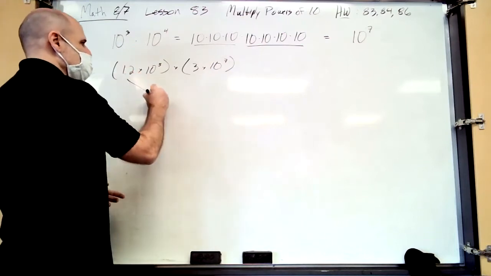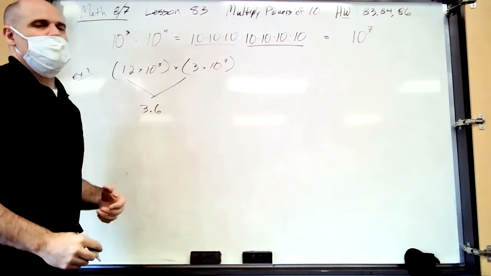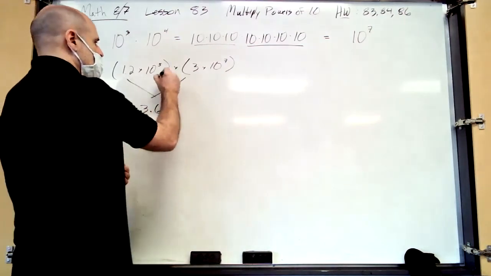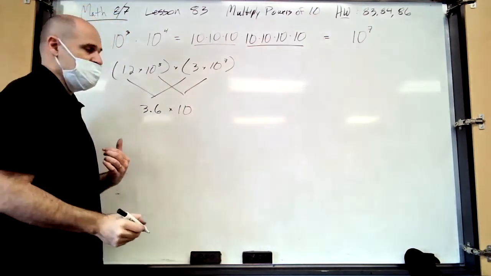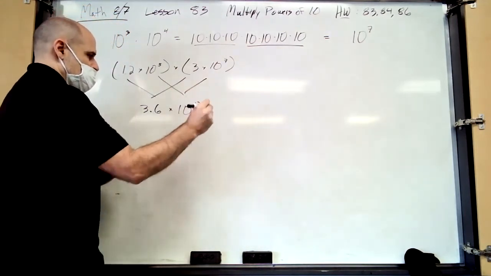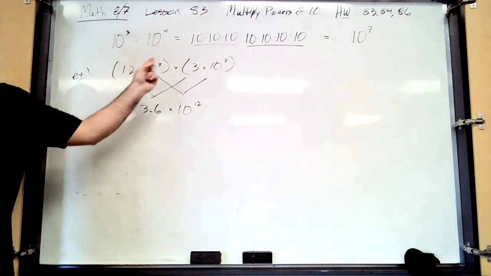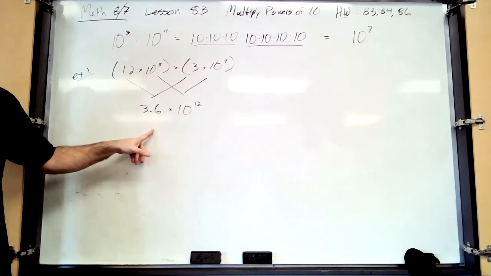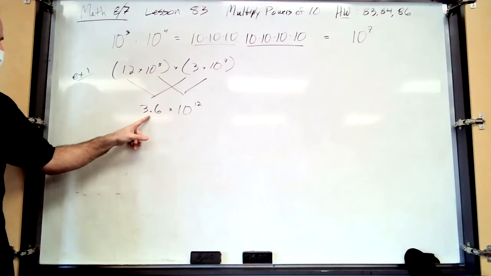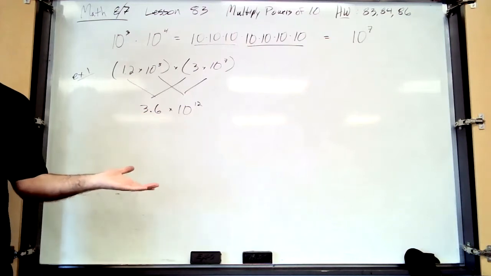What's 1.2 times 3? 3.6. And then, of course, we just learned that 10 to the fifth times 10 to the seventh is 10 to the 12th. You're done. If you start in scientific notation, end in scientific notation. Is this in scientific notation? Yes, because there's only one non-zero digit before the decimal, and you've got a power of 10. You're good. That's it.